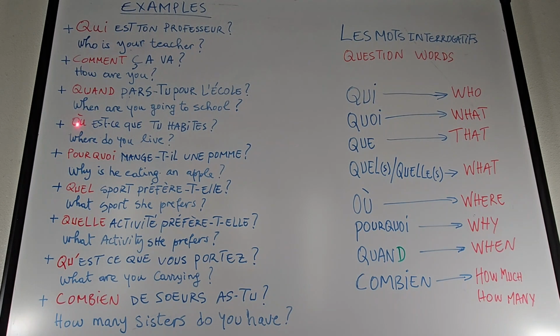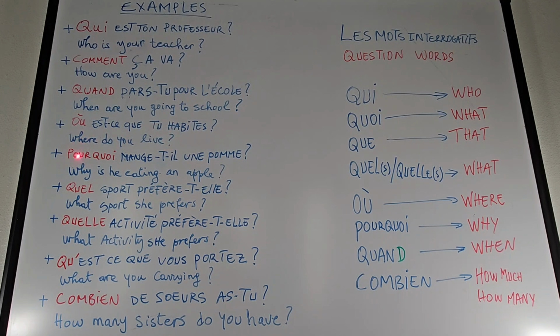We have où here, which is OU with the accent. Où est-ce que tu habites? Here, the S at the end of habites is mute. When asking a question, there is a question mark at the end. Où est-ce que tu habites? Which means, where do you live?